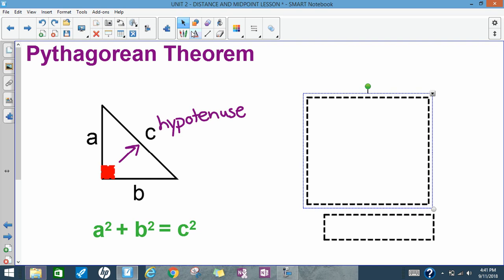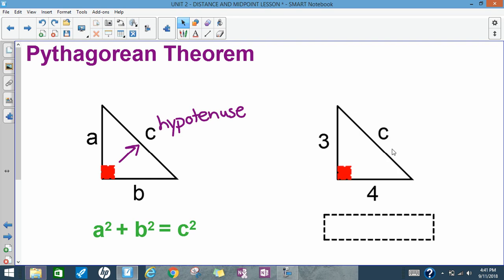And so I'll show you an example here. If we want to figure out how long this hypotenuse is, we can plug these two legs in, 3 and 4, and we would be able to solve for C and figure out how long the hypotenuse is. And so we're going to use that idea to find out how long segments are in the coordinate plane.